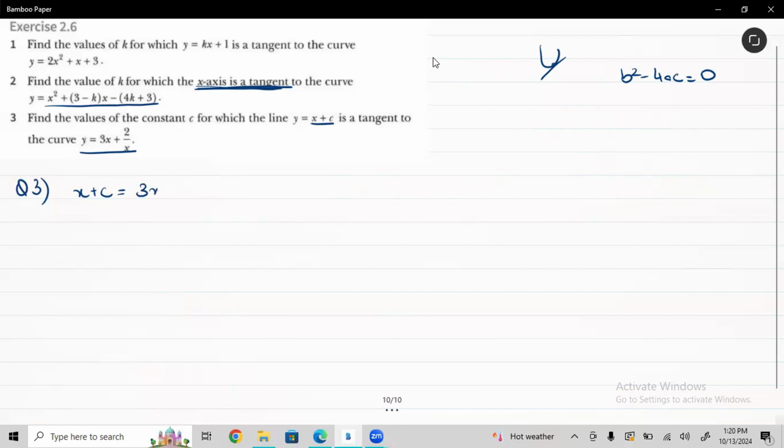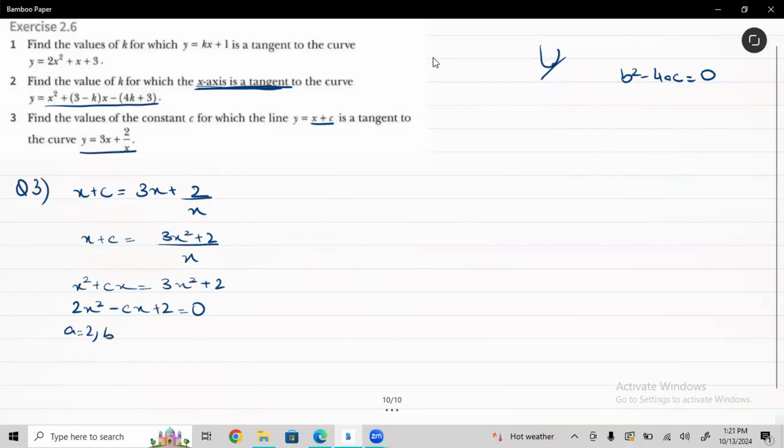So x plus c is equal to 3x plus 2 upon x. Now, if we simplify this, we are going to get x squared plus cx is equal to 3x squared plus 2. Again, 3x squared minus x squared is equal to 2x squared minus cx plus 2 is equal to 0. So again, what will be the a, b, and c? A is equal to 2, b is equal to negative c, and the constant c is equal to 2.